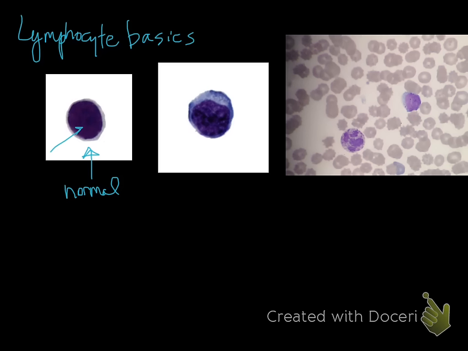This next cell right here is a reactive lymphocyte. They tend to be a little bit larger. Their cytoplasm is more basophilic. They may have this paranuclear clearing, which is a Golgi, and their chromatin is a little bit more lightly clumped, so it's slightly more active than the other.